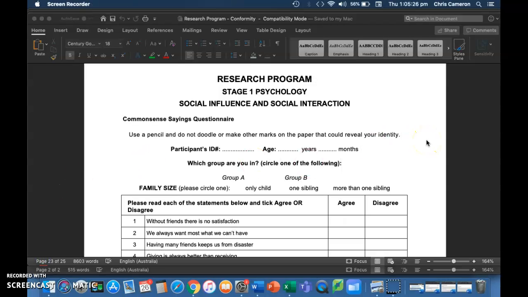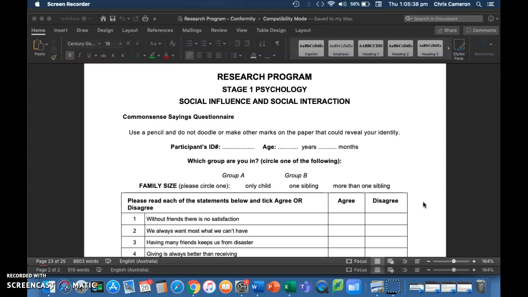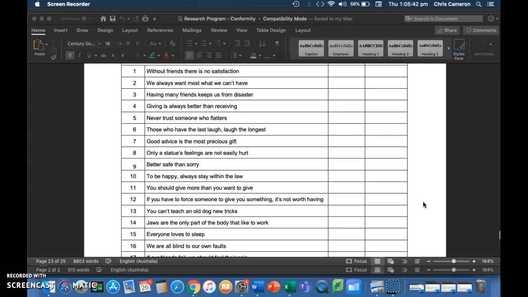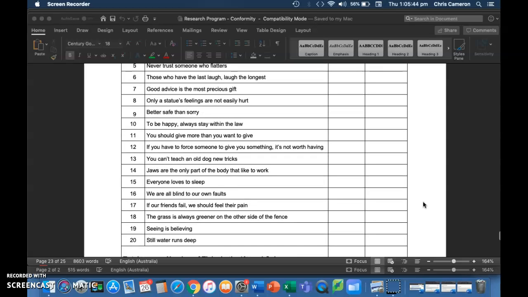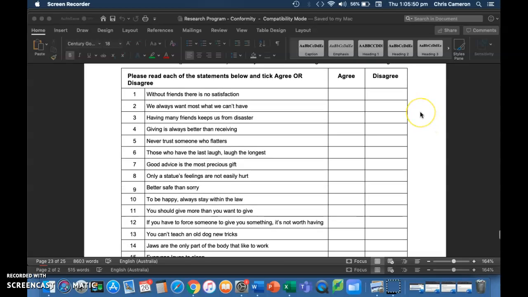If on the other hand you are talking about the difference between family size and the Common Sense Sayings questionnaire, I would say one of the difficulties with this particular design would be that these Common Sense Saying scores were somewhat strange. And perhaps that's part of the design, but it did create some confusion in the students.